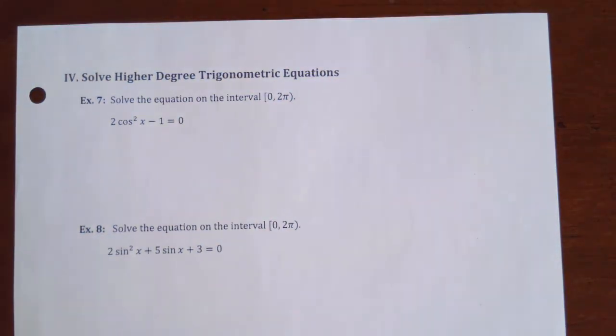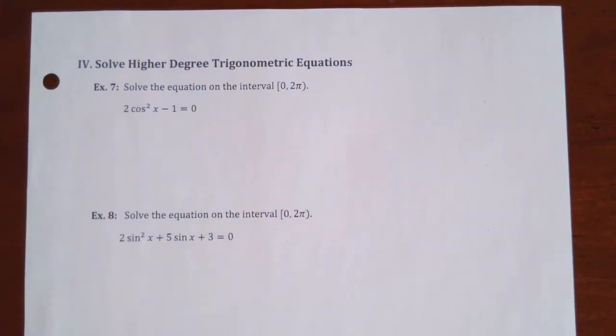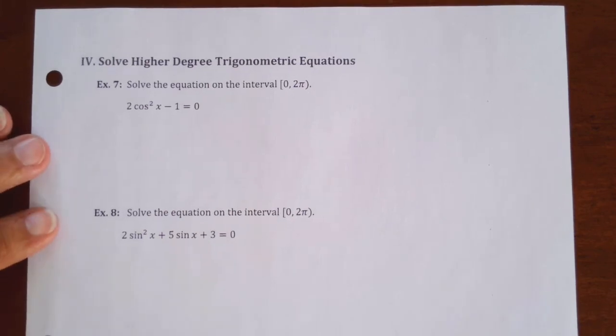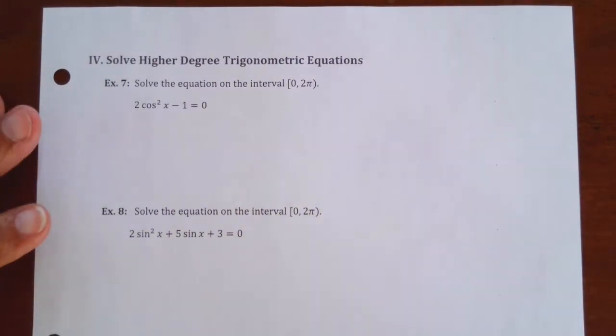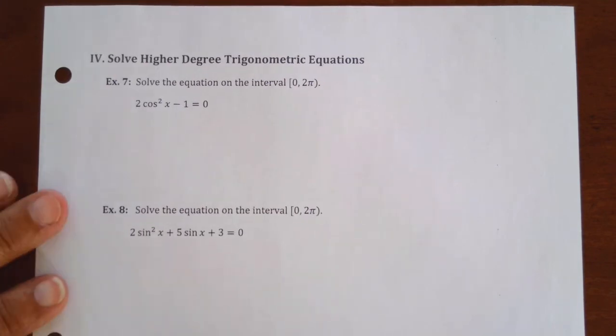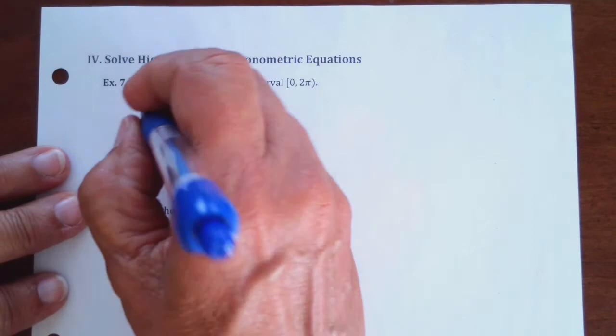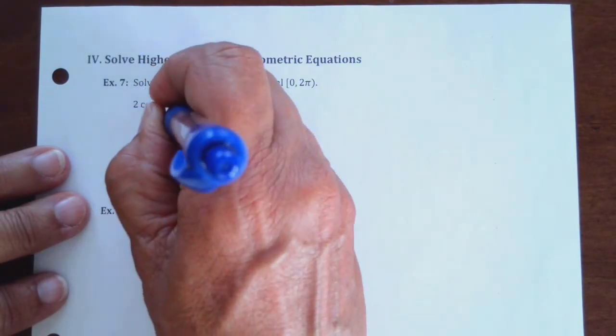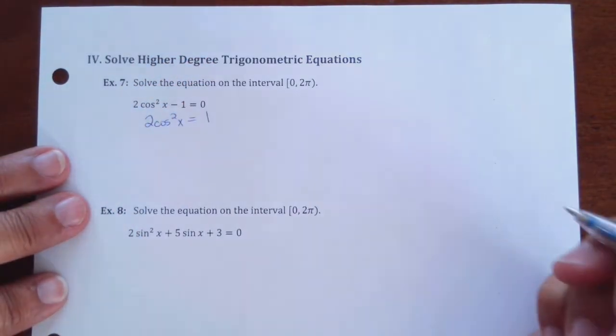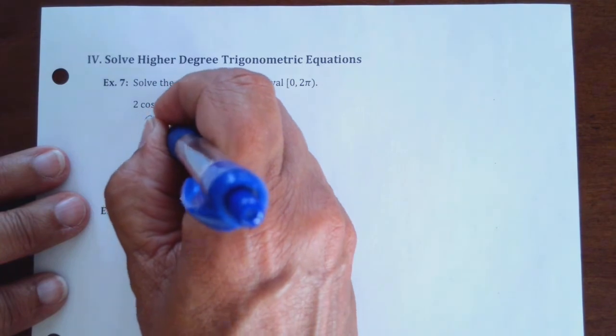Now, on the last page, we have higher degree, and we're going to do some identities on these. So there's all kinds that you might get. Okay, so you just got to kind of work with this. All right, so if we look at example 7, okay, this one is higher degree because it's cosine squared. So again, we're going to move things over in the order that we should. So the first thing is to add 1 to both sides. Then we're going to divide by 2.